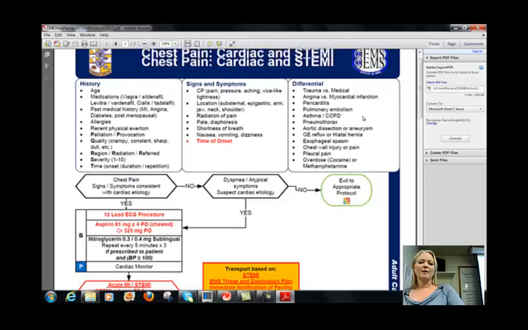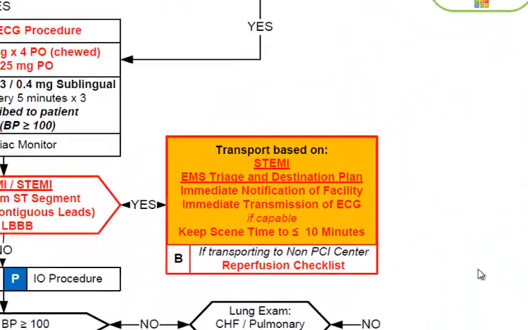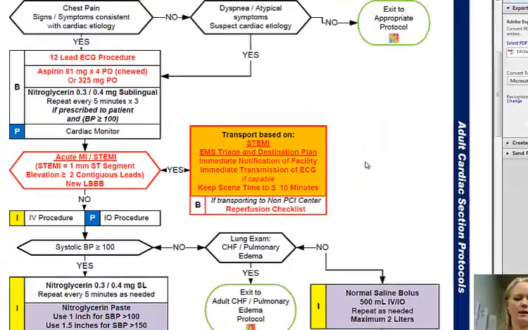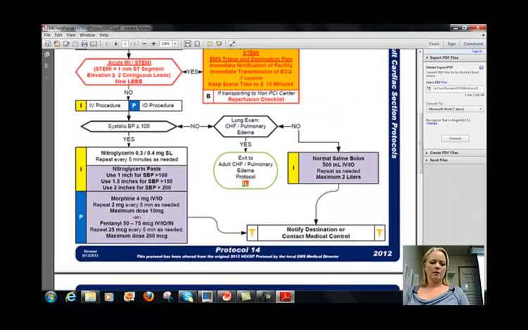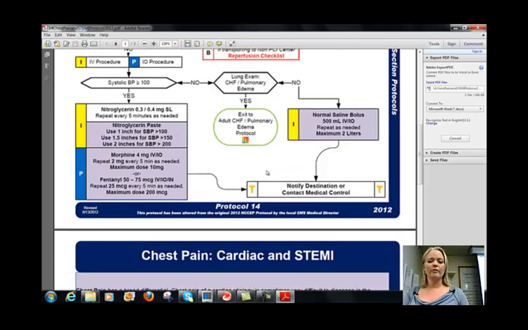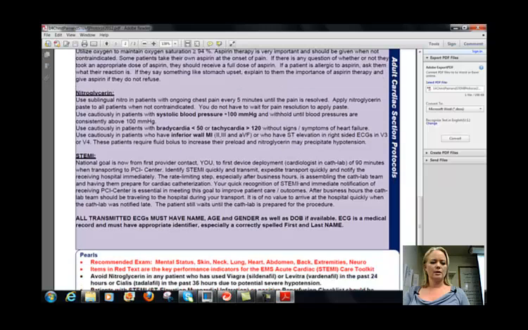So the next protocol is the cardiac STEMI protocol, and this is more of a destination thing. It tells you to transmit your EKGs early to the appropriate hospital that has a cath lab. There's nothing different on this one. Nitro for the chest pain and also for blood pressure. Fentanyl or morphine if they need it. And then there's a lot of information on here about STEMIs.